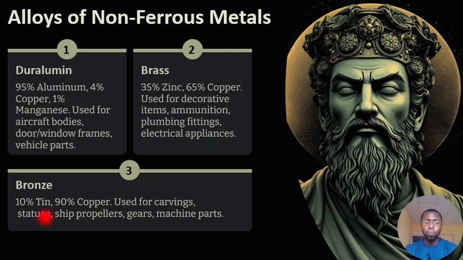Then the last one is the bronze. Bronze is an alloy of 10% of tin and 90% of copper. So when these two materials are combined in their respective proportion, then we will obtain bronze. And what do we use bronze for? As you can see in this picture, it's used for carvings and for making statues. This is a statue of a man with beard. All right, we use it for making gears as well and machine parts.